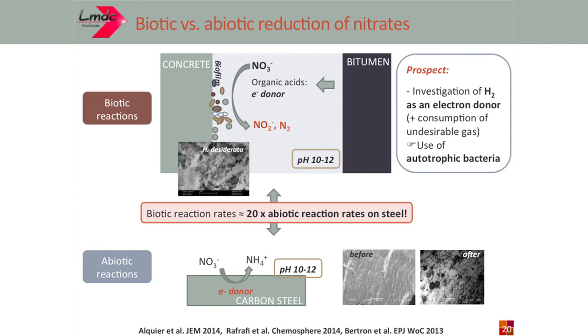The next step of our study will be to investigate hydrogen as an electron donor, because a lot of hydrogen will be produced in the repository. So we know that bacteria could consume hydrogen and reduce nitrates, and it will enable us to consume this undesirable gas that will be present in the storage.